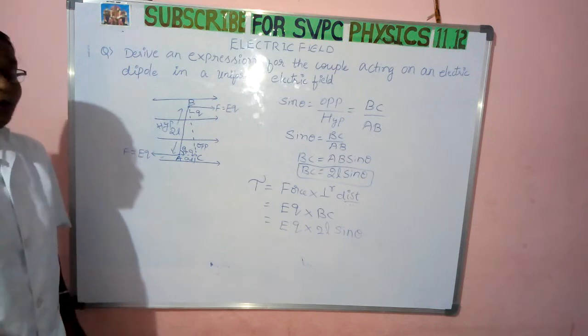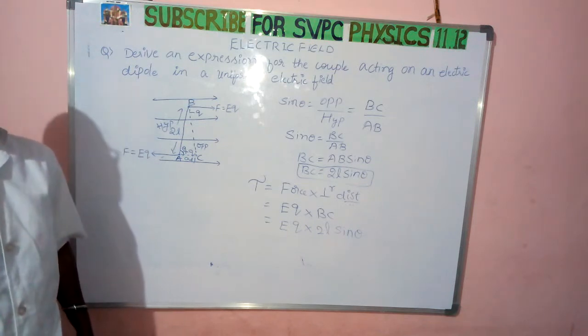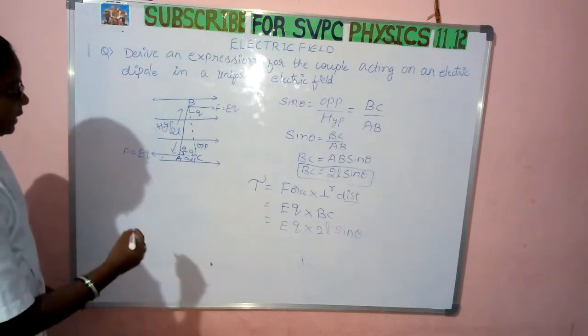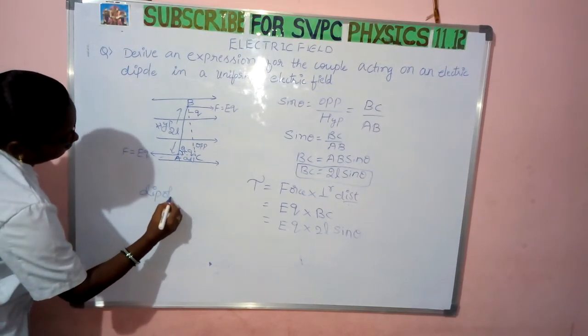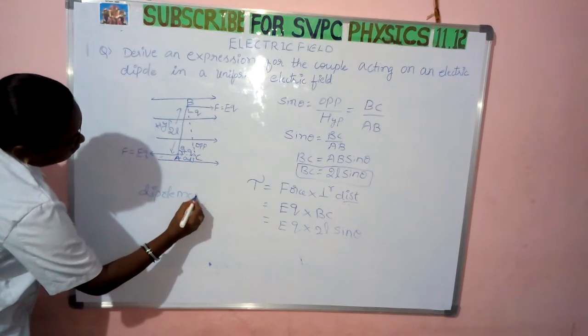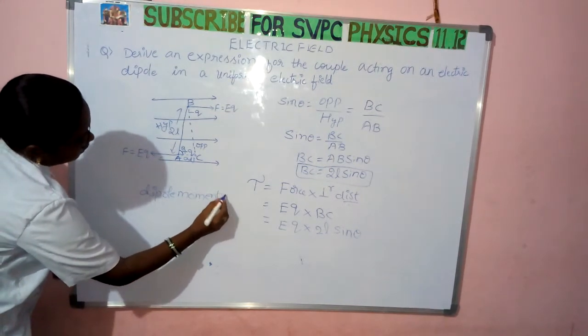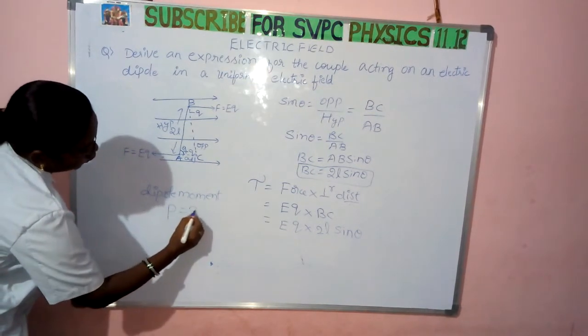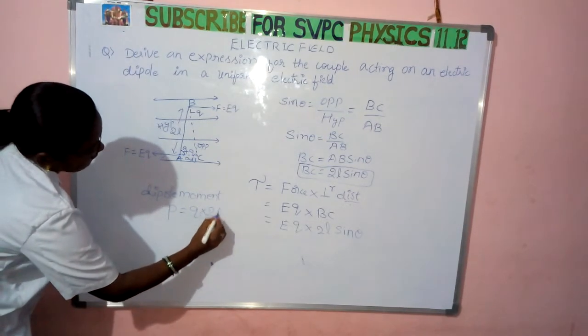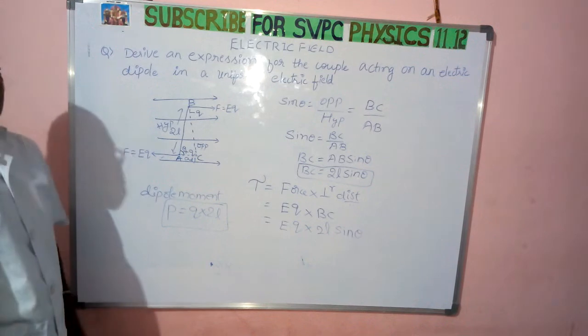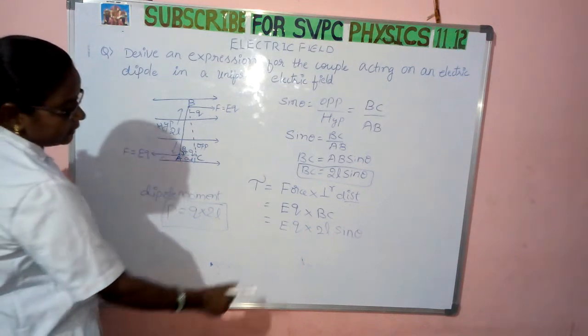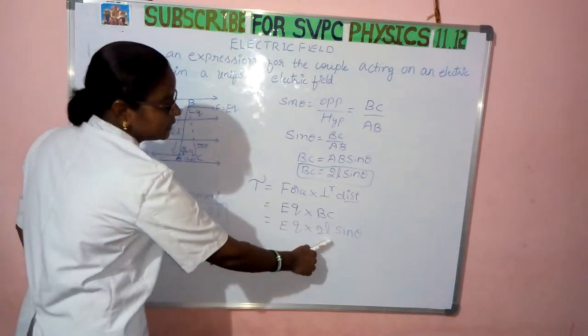Okay. So we know the dipole moment expression. The dipole moment P is equal to Q into 2L. This is the expression for dipole moment. You see, Q into 2L is there here.